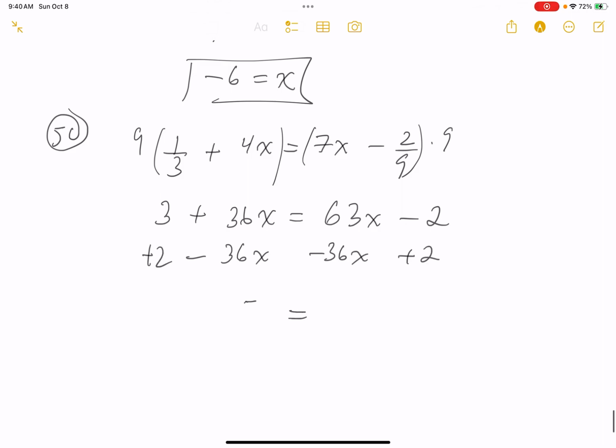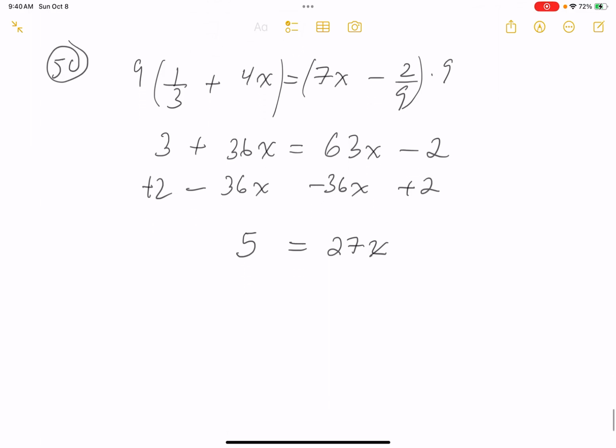What do you get there? 5. And on this side, what do you get? Well, let's see, 36 to 63, that's going to be 27. Let me just check that. 36, 57, yeah, 63. What do you do? Divide both sides by 27. What do you get? X equals 5 over 27.